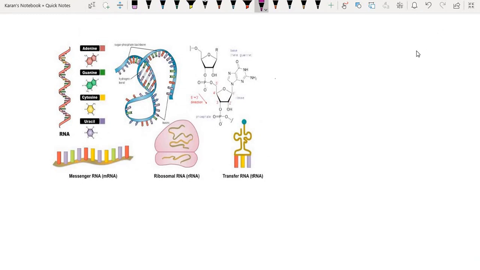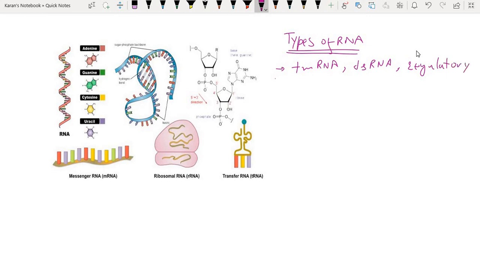Here we will be learning about the different types of RNA, and there are many types. Like there is transfer messenger RNA, tmRNA we call it. There is dsRNA, double stranded RNA. There is also regulatory RNA. There can be also this snRNA.